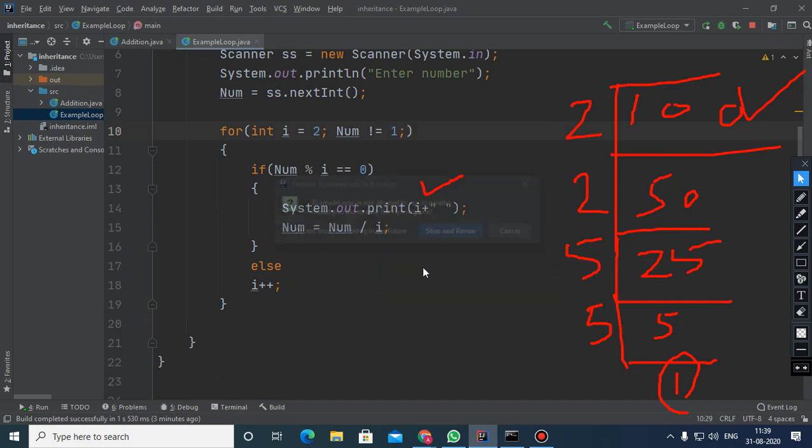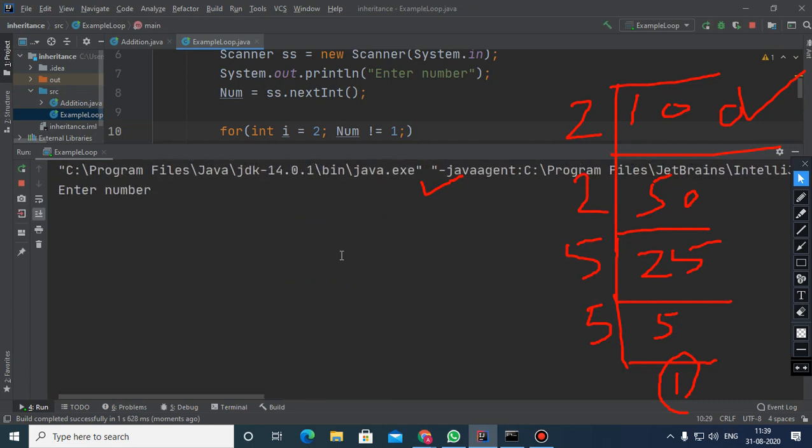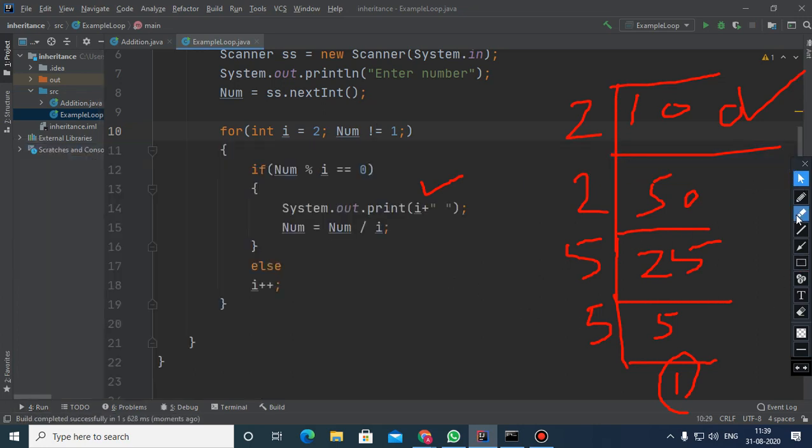Now see, if I give you the input 100, you see that the output is 2255. How it is coming, I am going to tell you. Children, initially I have got the value 100, which is not 1. And this loop I started from 2.